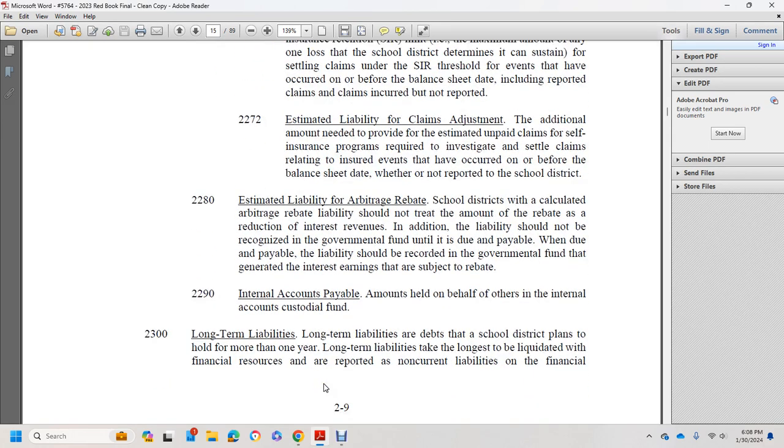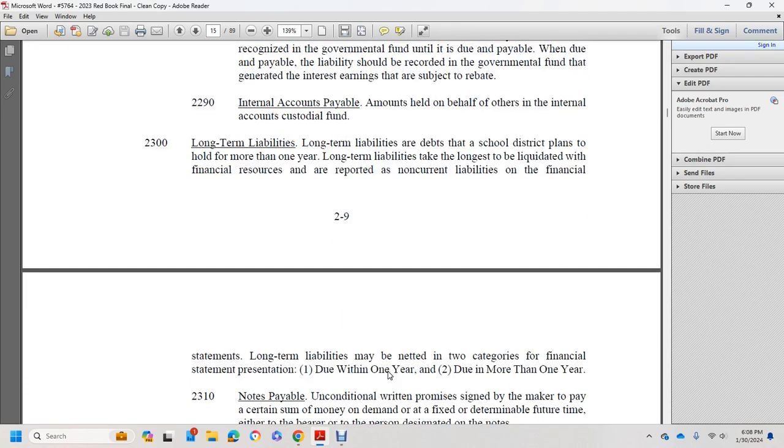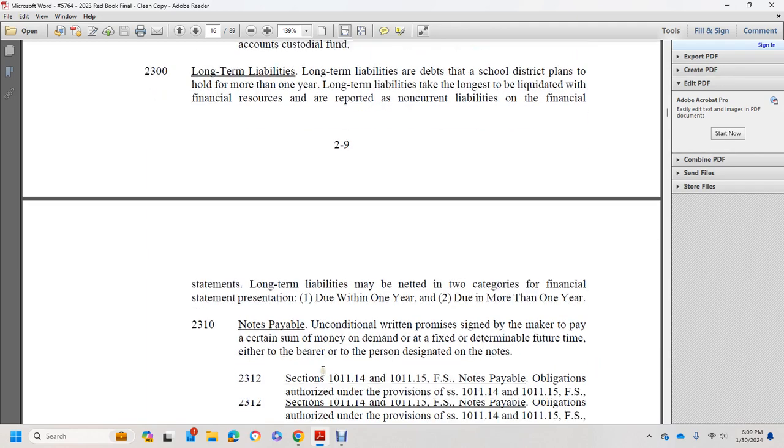2300, long-term liability. Long-term liabilities are debts the school district is paying that are held for more than 1 year. Long-term liabilities take the longest to liquidate within the financial reporting of the non-current liabilities on the financial statements. Long-term liabilities may be presented net in two categories: due within 1 year, and due within more than 1 year.